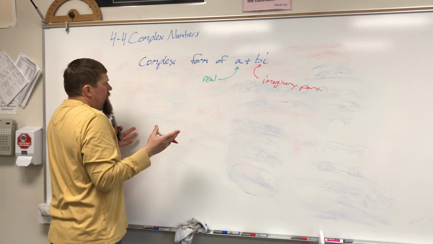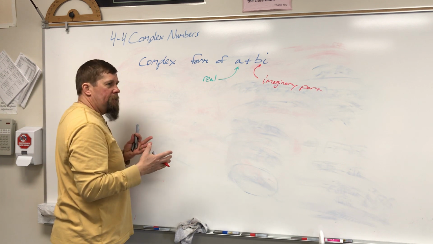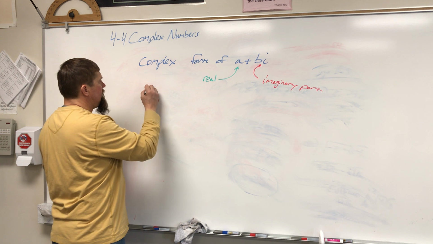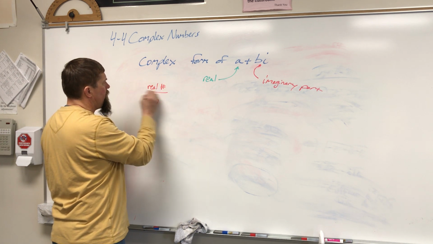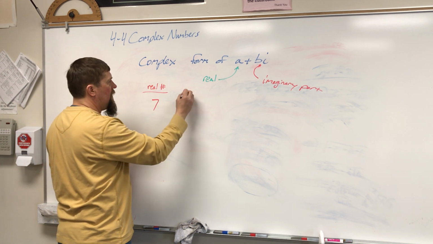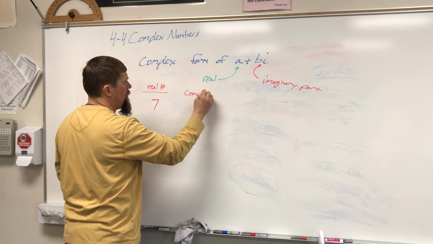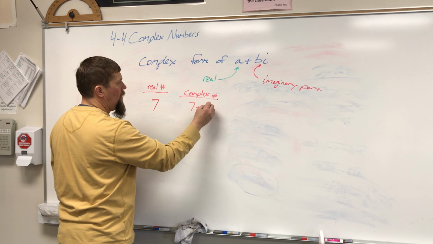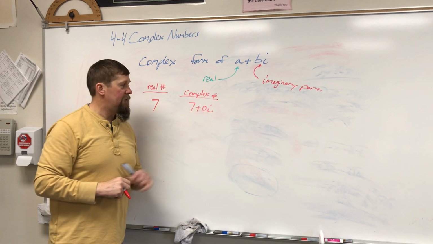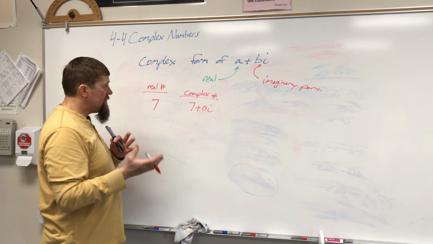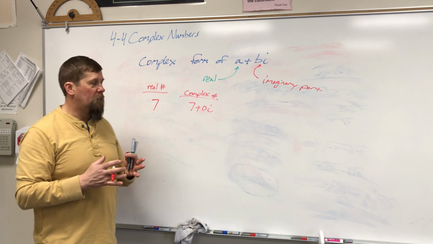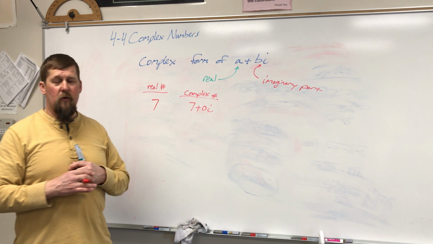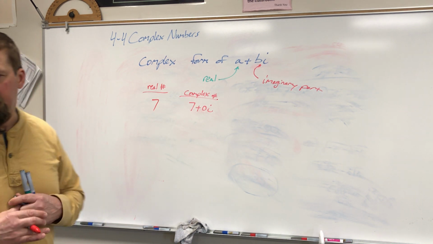Okay, so even if you have a number such as 7, this is a real number, but as a complex number, it's written as 7 plus 0i. So the a is 7, the b is 0. It's written as a complex number. Okay, so 7 is just a real number, but 7 plus 0i is a complex number.